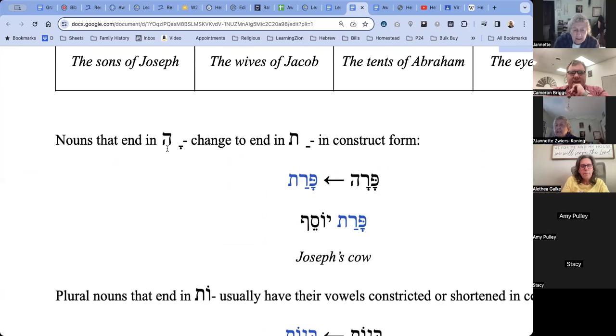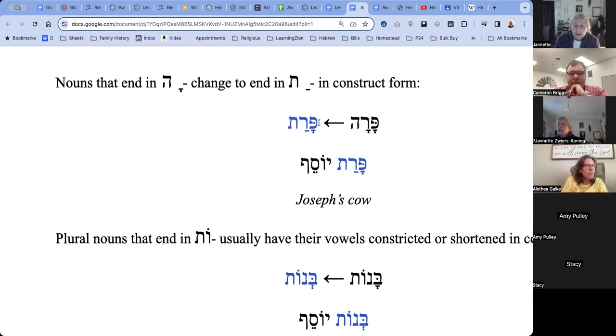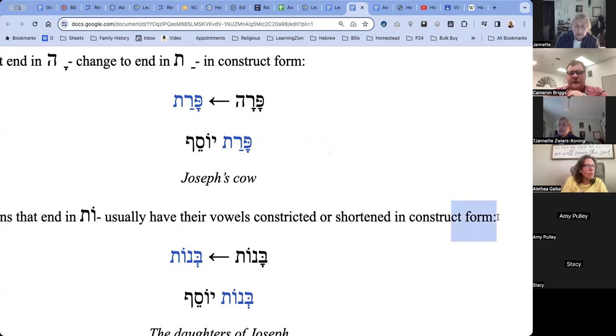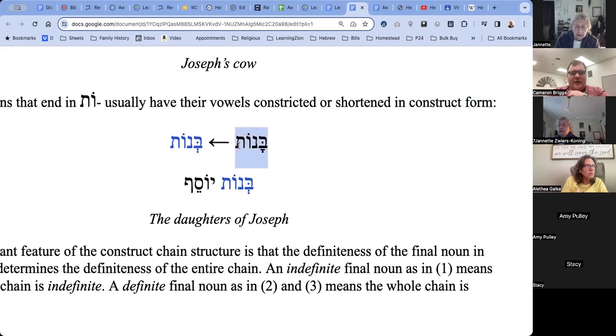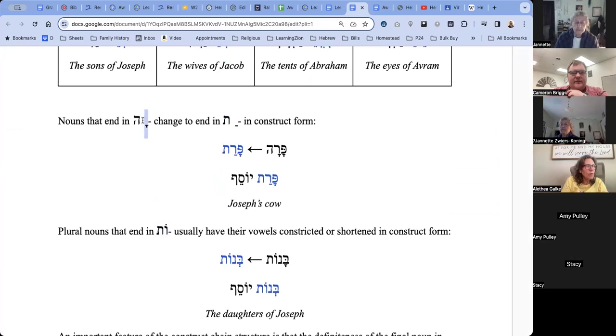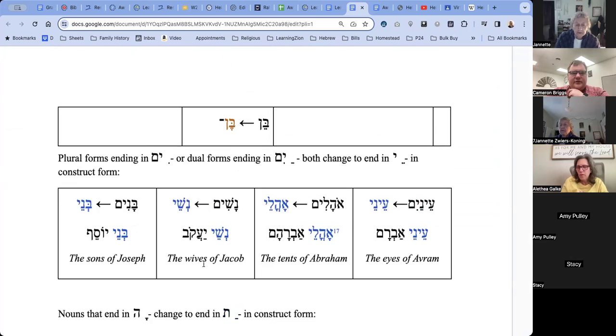And then nouns that end in ah change to the ending of at. So bat, barat, barat Yosef. Plural nouns that end in ot usually have their vowels constricted or shortened in the construct form. So banot, banot Yosef. So yeah, this is something that would be super helpful to put on flashcards. So ah changes to at. Ot reduces the vowels or constricts them.